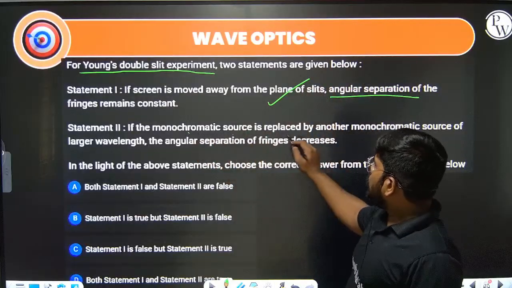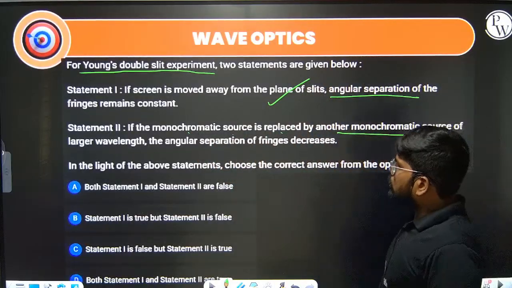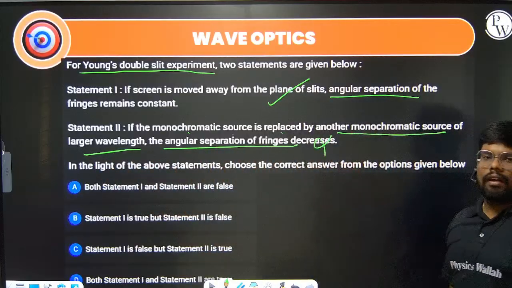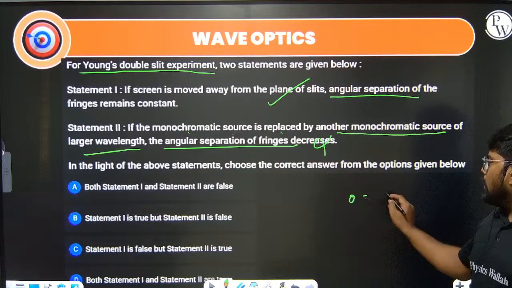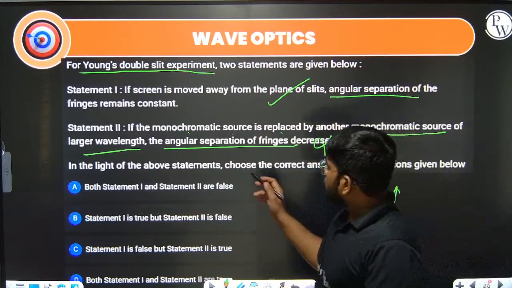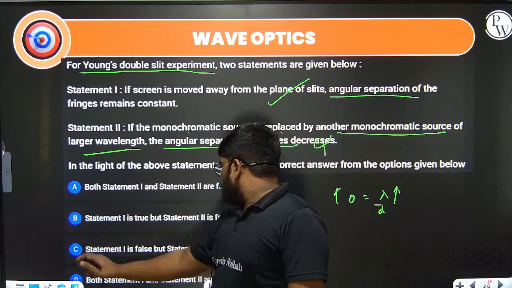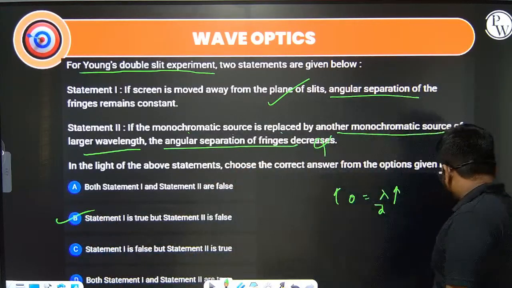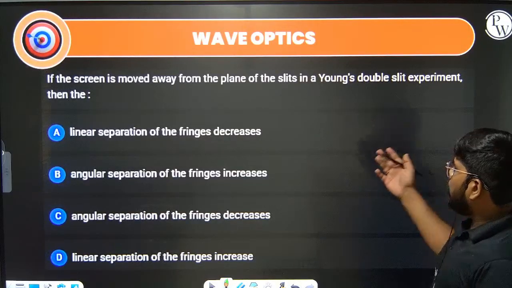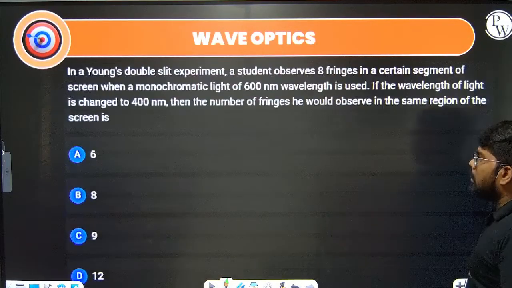If the monochromatic source is replaced with another monochromatic source of larger wavelength, angular separation decreases. No, it is not correct, because theta is equal to lambda by d. If wavelength increases, theta should increase. They are saying decreasing. So statement 1 is true, statement 2 is false. So option B will be coming out. Okay, formula-based theoretical questions will be asked. Again, if the screen is moved away, what will happen? That is what we just saw, the same question.